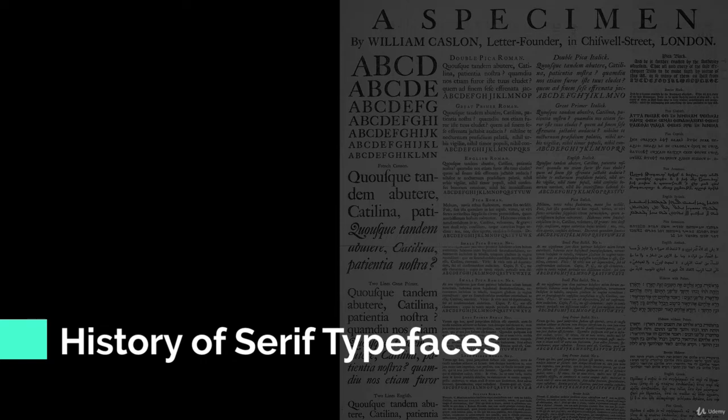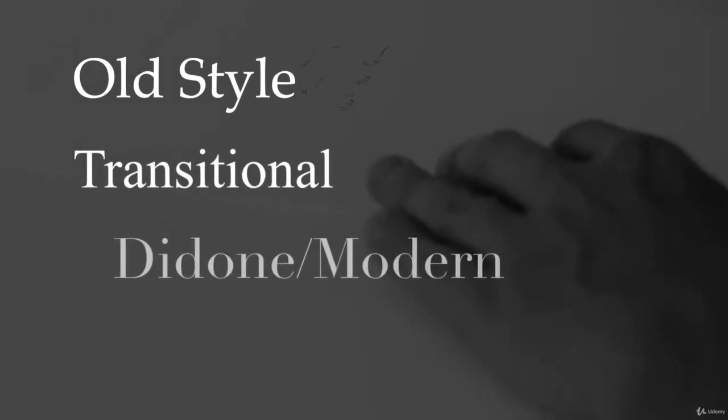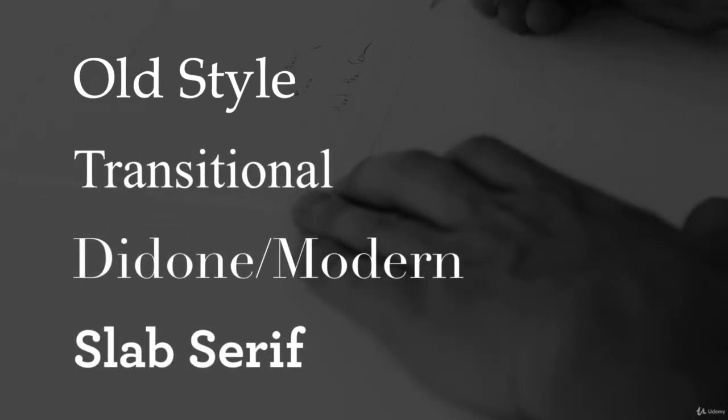To understand this, we need to go way back in time to the first uses of serif fonts as we know them today. There are four main categories of serif fonts: old style, transitional, Didone, and slab serif. These are listed in order in which they were first used in history.